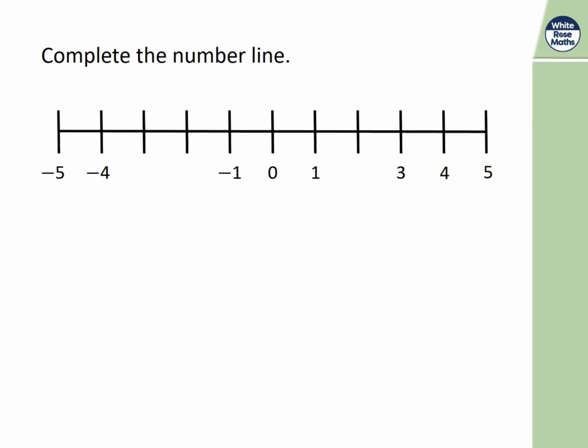Let's complete this number line. So we could use symmetry like we did before, and we could fill in those missing numbers. Or we could work out what we're counting in. So here, 3, 4, 5, we're adding 1 to our numbers from left to right. So what do we need to do if we're going right to left? We need to subtract 1. 3 subtract 1 is equal to 2.